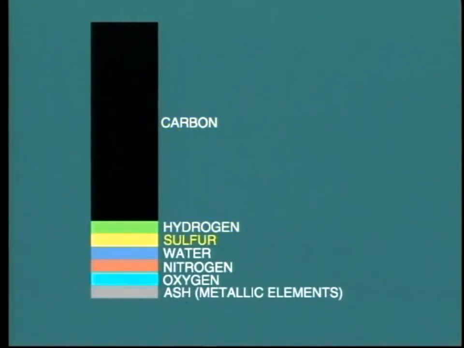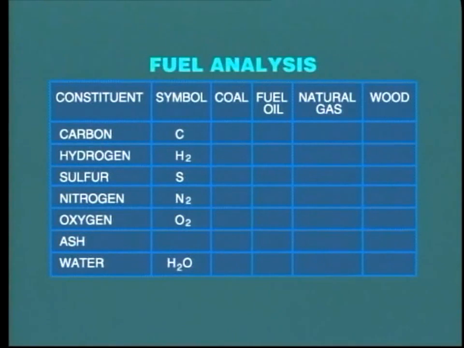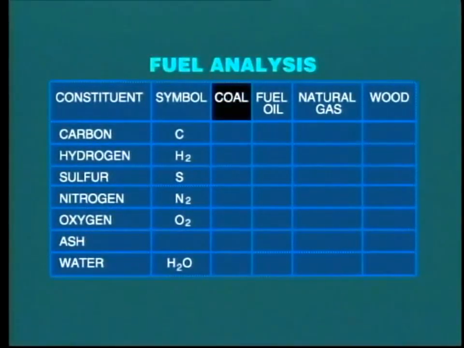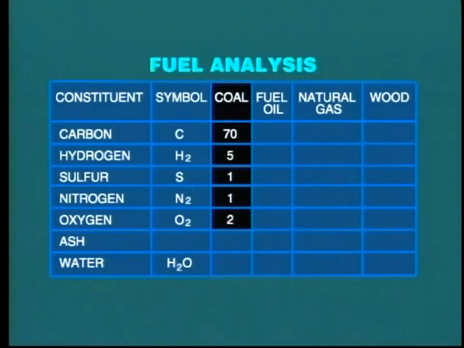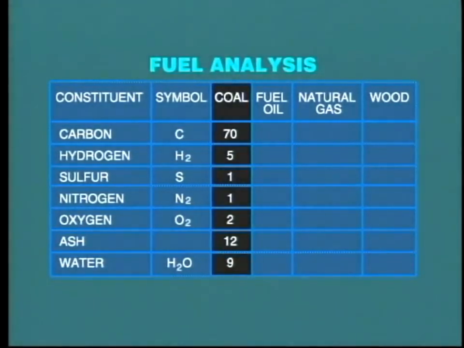Sulfur also burns but releases only a small quantity of heat. Other ingredients in the fuel, such as moisture, water, nitrogen, or oxygen, are vaporized. Other constituents of the fuel, notably metallic elements, are non-combustible and remain as ash after combustion has taken place. A typical analysis of coal may indicate the following makeup: carbon 70%, hydrogen 5%, sulfur 1%, nitrogen 1%, oxygen 2%, ash 12%, and moisture 9%.